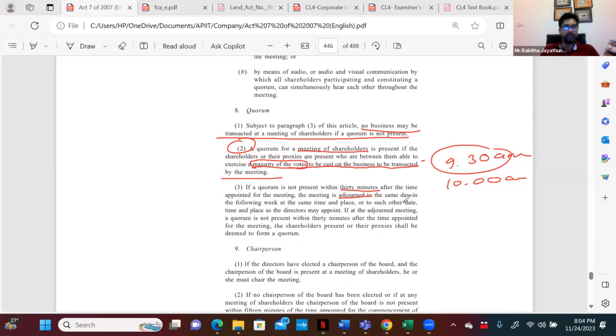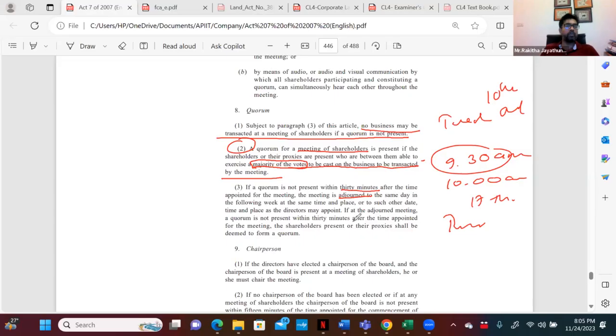To when? That is also given. Now assume this is a Tuesday 9:30. Wait until 10. Quorum is not present. Then you can't continue with the meeting. You have to postpone the meeting to when? That is also given. Next Tuesday, the following Tuesday. If this is, let's say, 10th July, 17th July, next Tuesday, same time, same place. Same day in the following week, at the same time and place, or such other date, time and place as the directors may appoint. So that is the meaning of quorum.